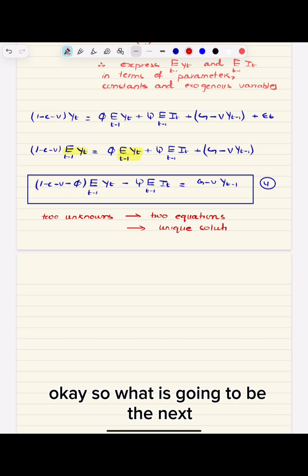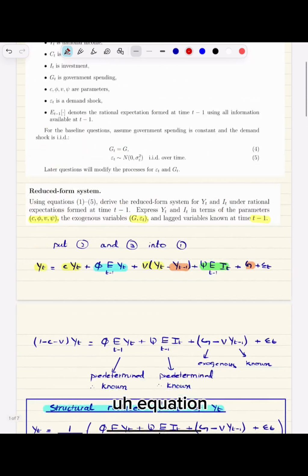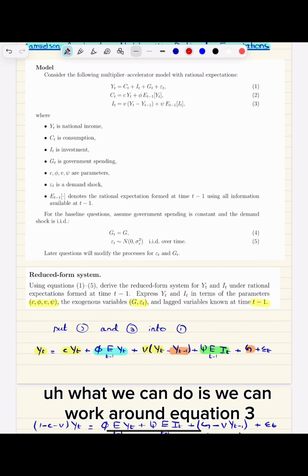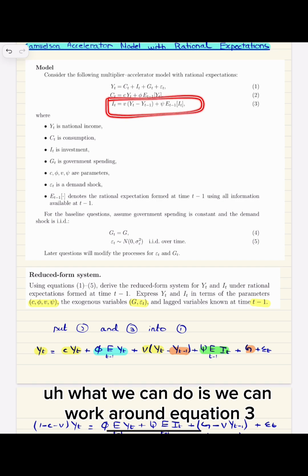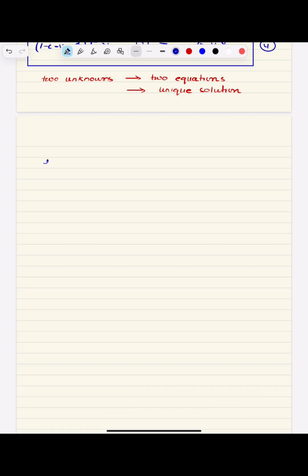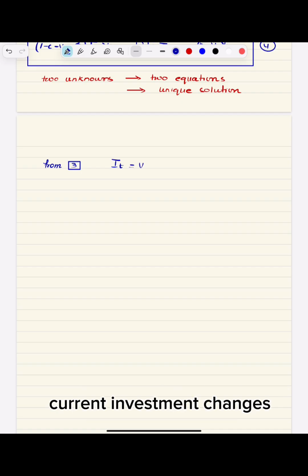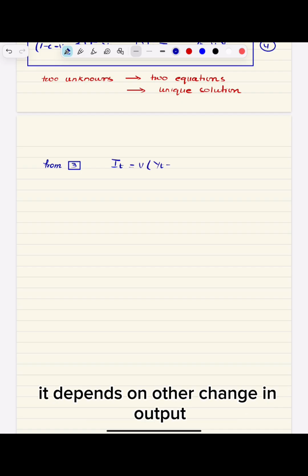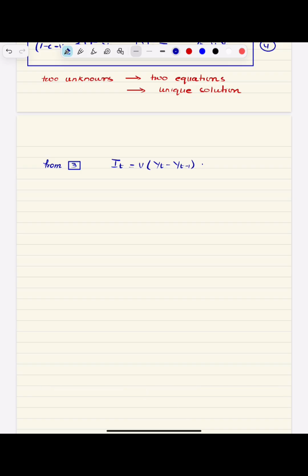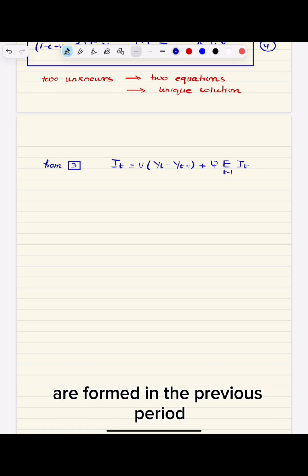Okay, so what is going to be the next equation? What we can do is we can work around equation 3. Let's write it down first. We know from equation 3, it talks about how current investment changes. It depends on the change in output, plus it depends on the expected value of current investment, and these expectations are formed in the previous period.